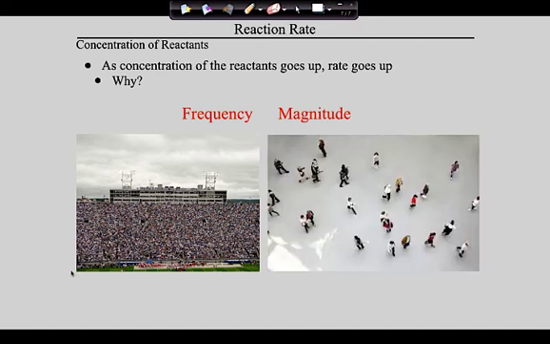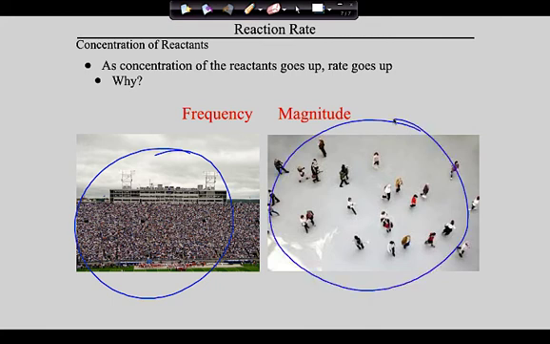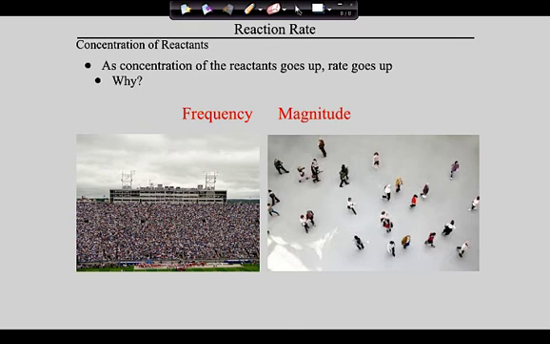And compare that with a plaza in a downtown area, maybe at lunchtime. And so the question that we need to ask is, how will the collisions that occur between the people in the stands compare with the collisions that will occur between the people walking around in the plaza? Well, certainly because the people are more concentrated in the stands. In any given amount of space, there's more people.